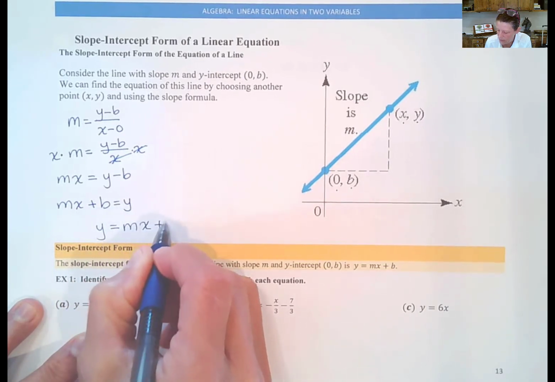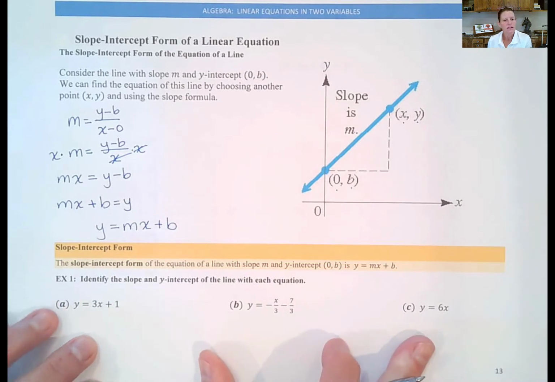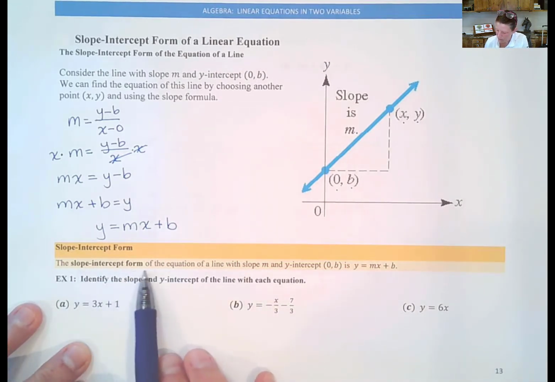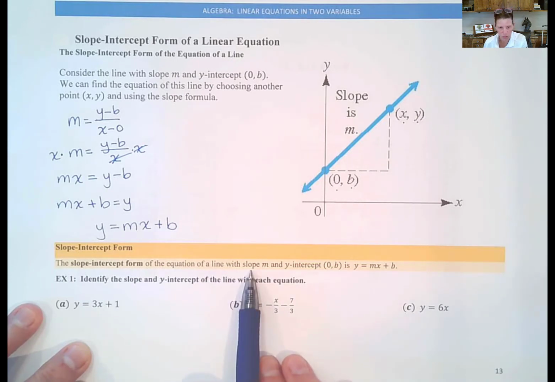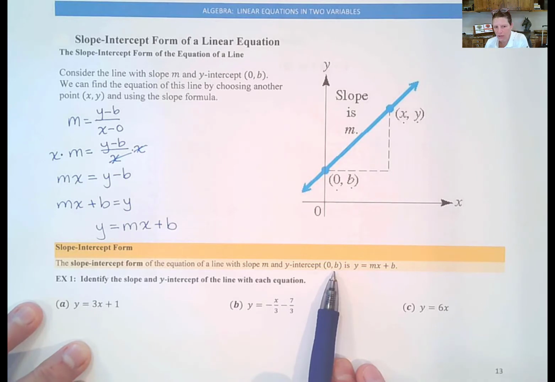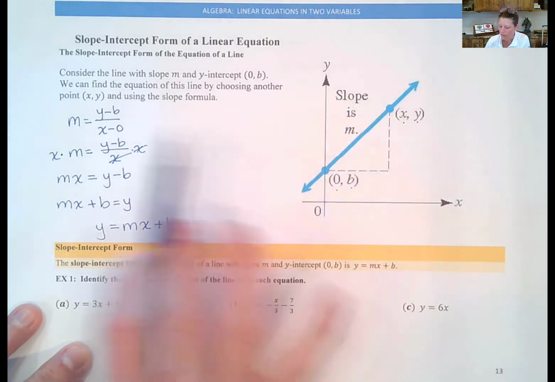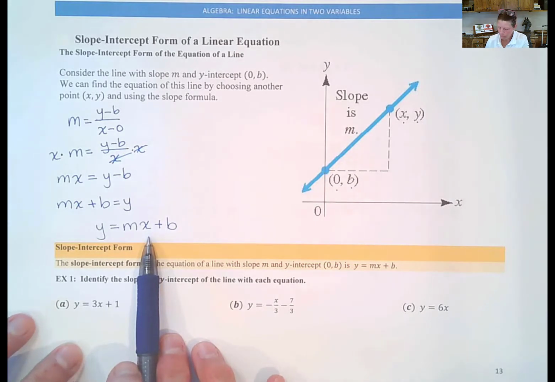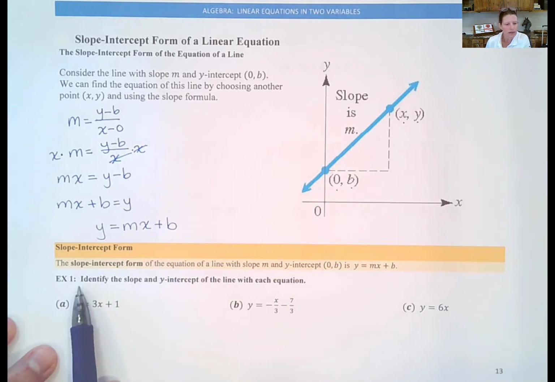mx plus b. Now, y equal mx plus b we call the slope-intercept form of the equation of a line with slope m and y-intercept 0, b. If you ever forget this formula, you might be able to walk yourself back through using the slope formula to develop it. Well, in example 1, we're going to identify the slope and y-intercept of the line with each equation.